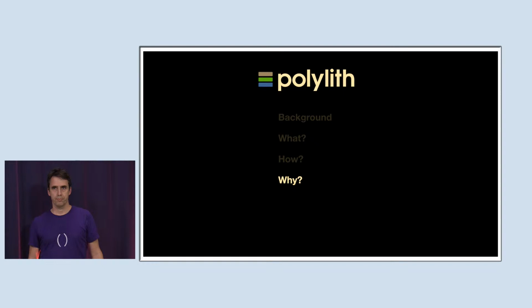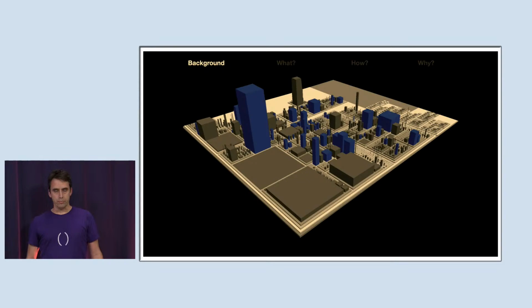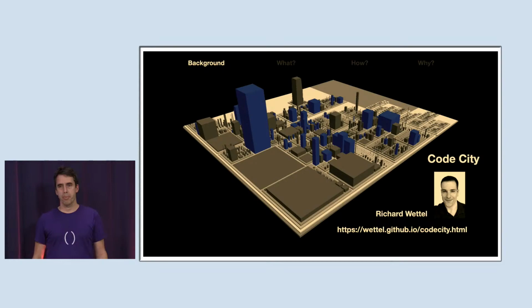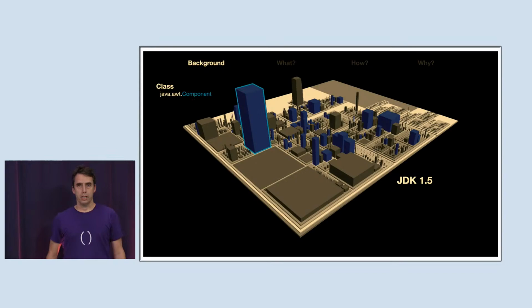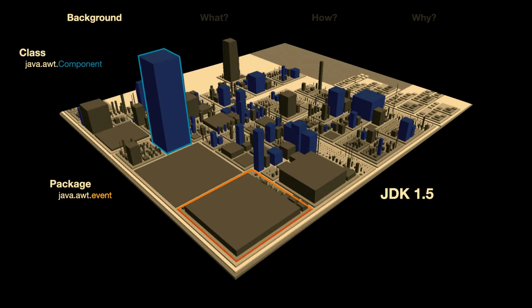And this is a code city, and it's made by this guy. This city is actually the Java Development Kit 1.5. His project makes it possible to visualize code bases as cities, and it's kind of cool. Each building here is a class, and the code base is divided into packages. The top package here is the Java package, and then we have sub-packages in this code base.